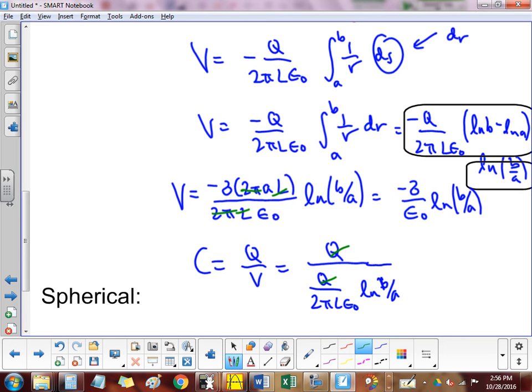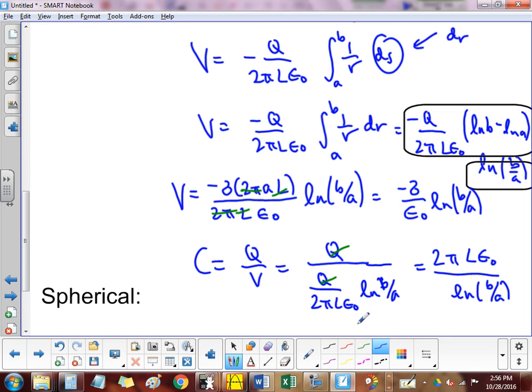And let's see, there's a negative. Mr. Shore must have an error here somewhere because he has an extra negative. I think I'll catch it in a minute. Just give me a second to clean this up. Okay, so you just end up with basically 2 pi L epsilon naught all over ln B over A.